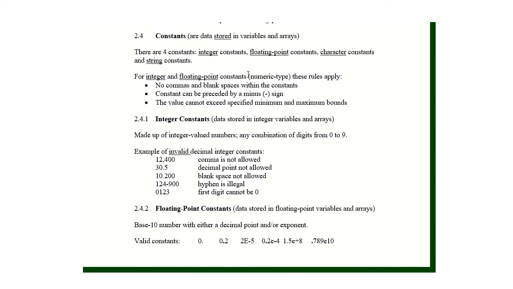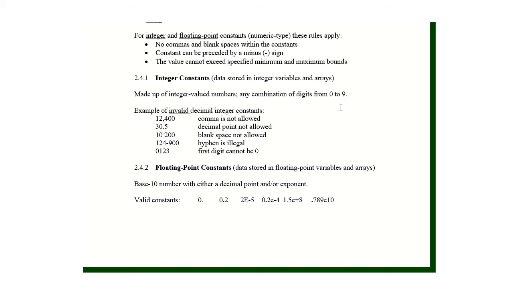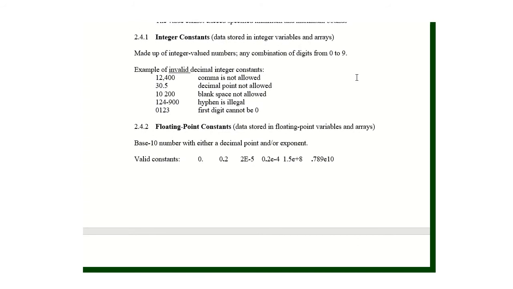For integer and floating point, which are numeric type constants, these are the rules. No commas and blanks within the constant. Of course, a constant can be preceded by a minus sign for a negative number, and the values cannot exceed a certain specified minimum and maximum bound as dictated by the hardware. Integer constants are data stored in integer variables and arrays. They are made up of integer valued numbers, any combination of digits 0 to 9.